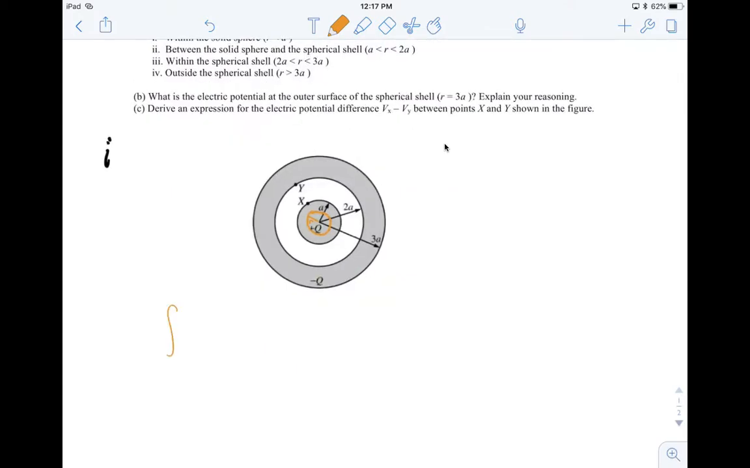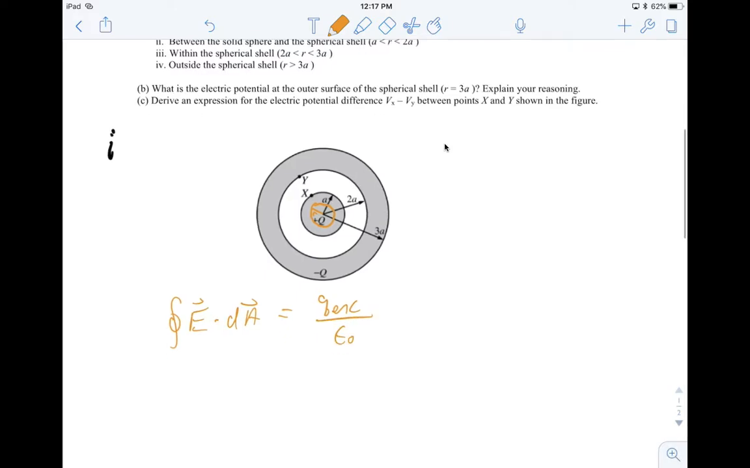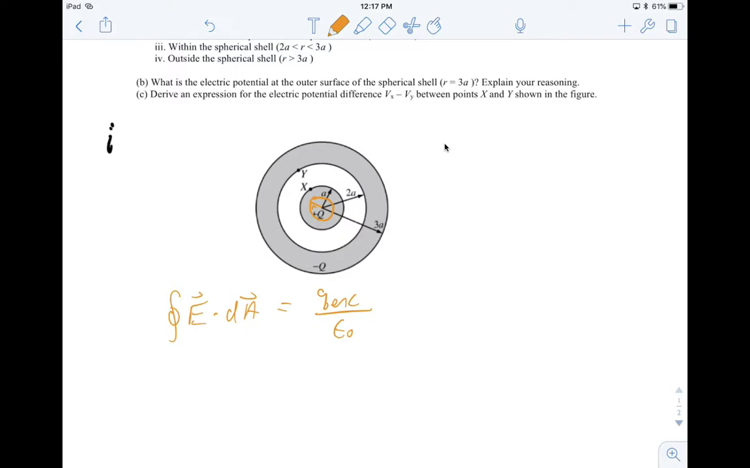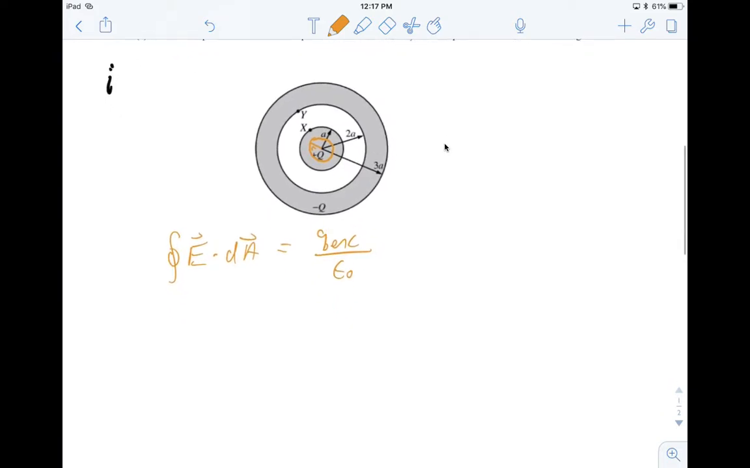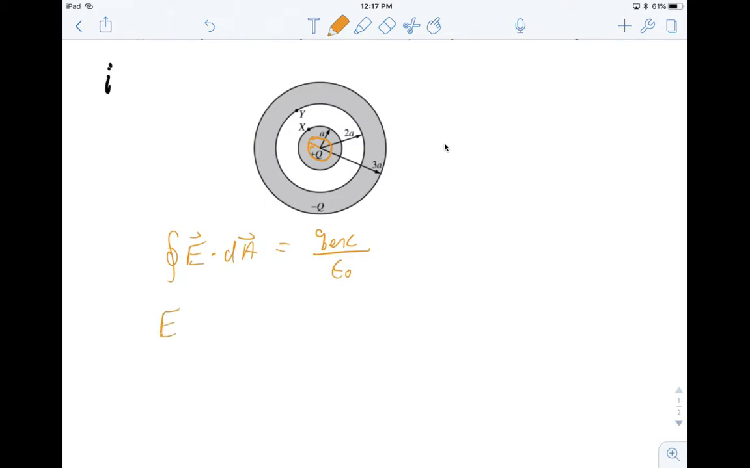So Gauss's law: closed integral E dot dA equals Q enclosed over epsilon naught. It doesn't contain all of the positive Q charge, so we can't just put positive Q over epsilon naught. We need to figure out what proportion it contains. Let's do the left side first, because it's always going to be either 0 or E times A. So the left side will be E times the area of the Gaussian surface, or E times 4 pi r squared.